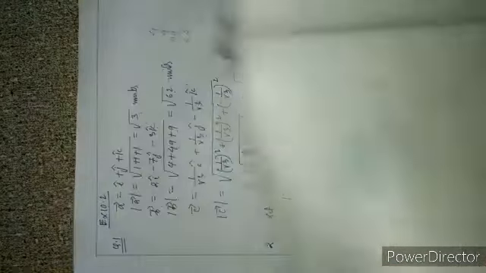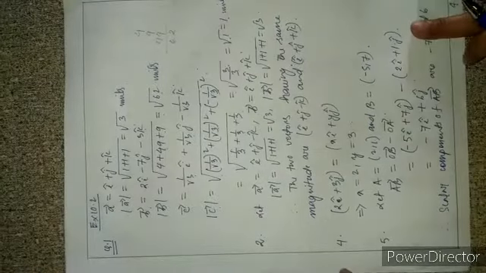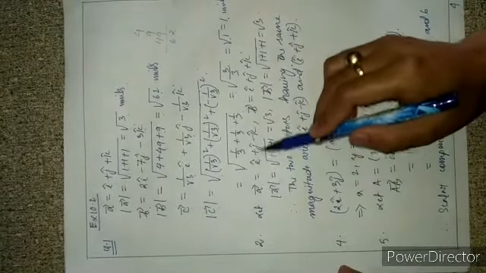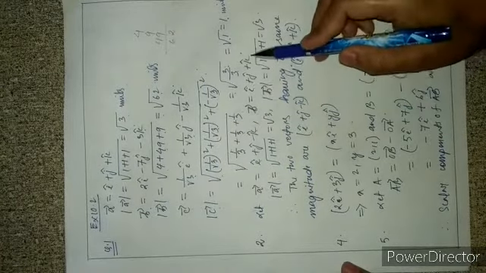Now question number 2. Write two different vectors having the same magnitude. Let us consider any two vectors: A vector equals i cap plus j cap minus k cap, and B vector equals i cap plus j cap plus k cap.